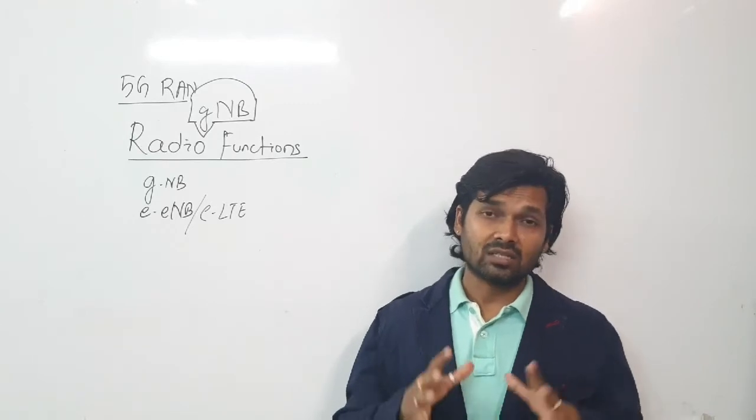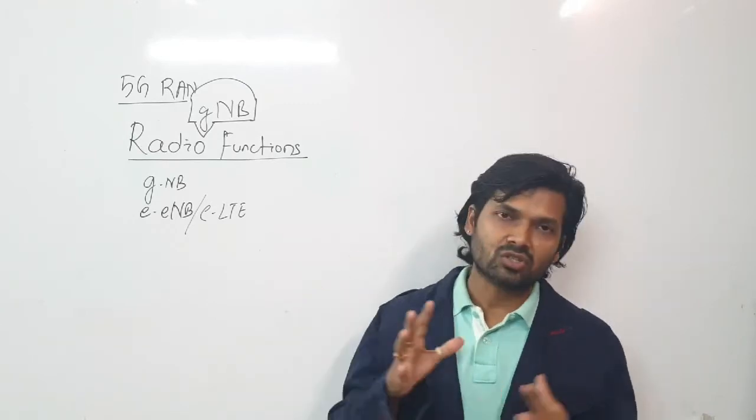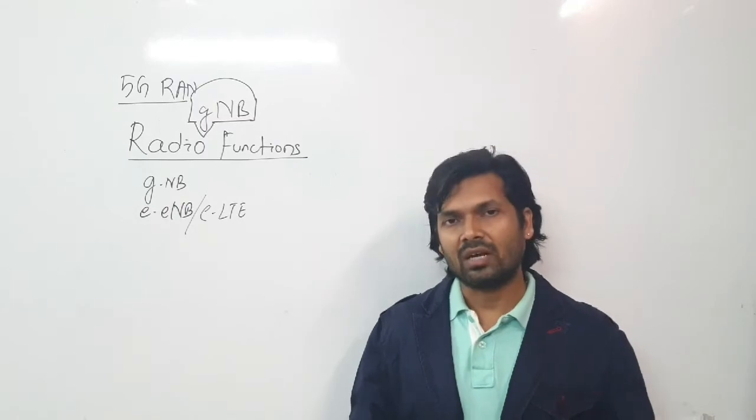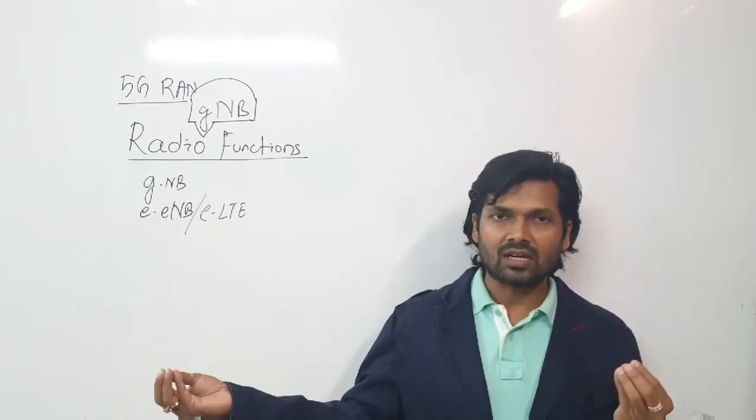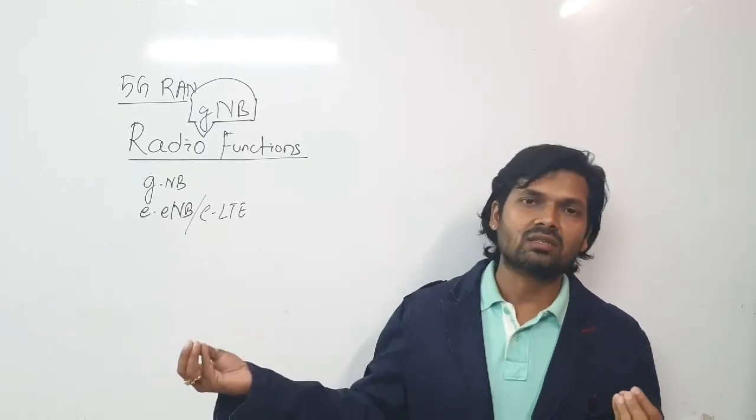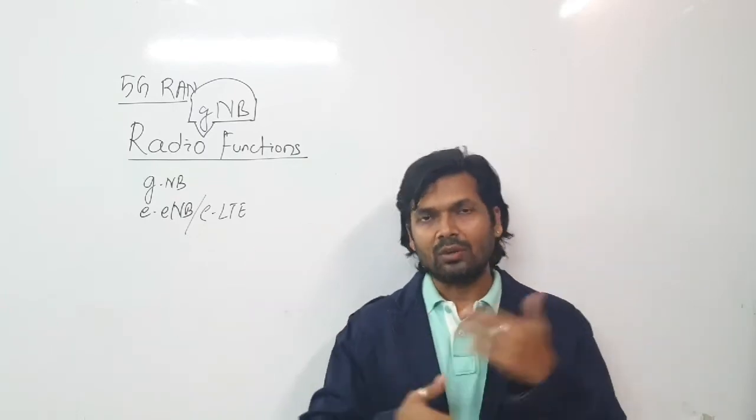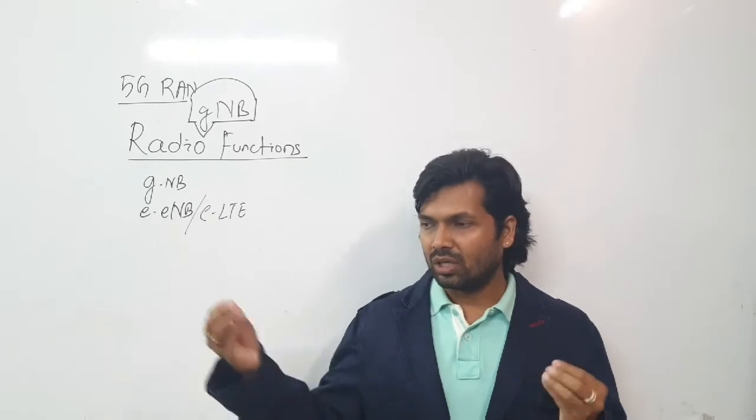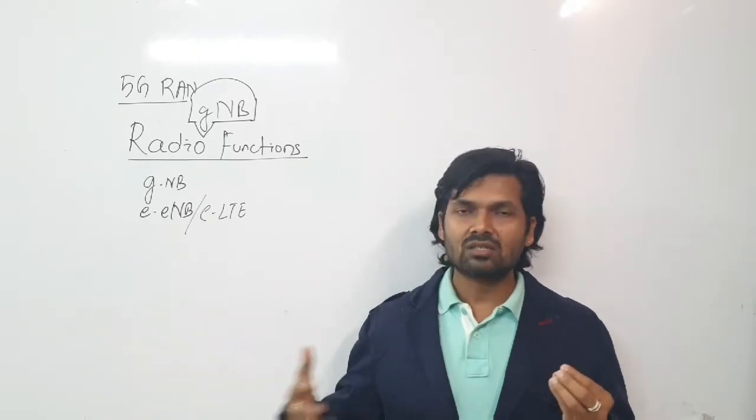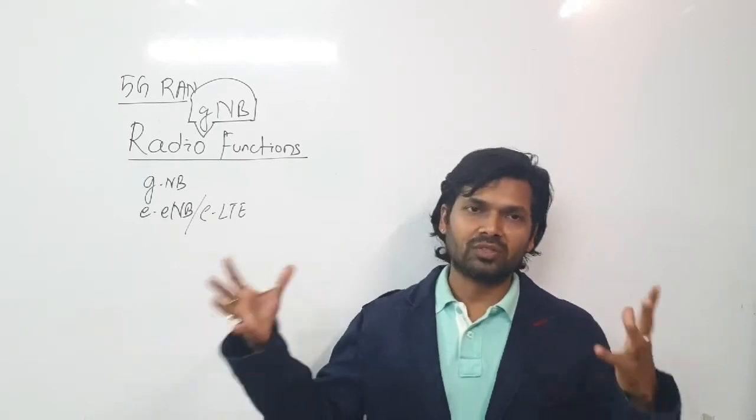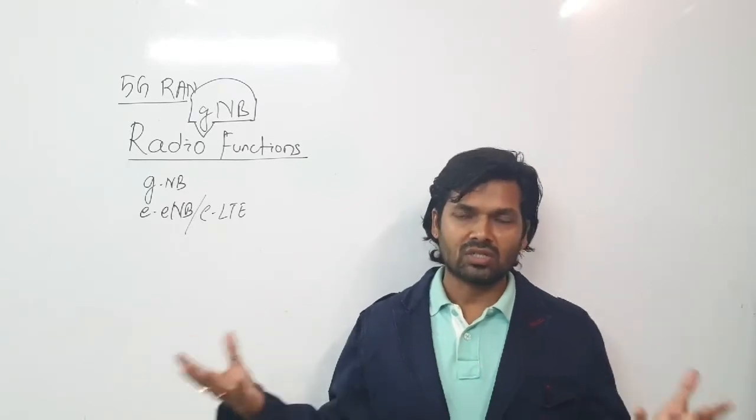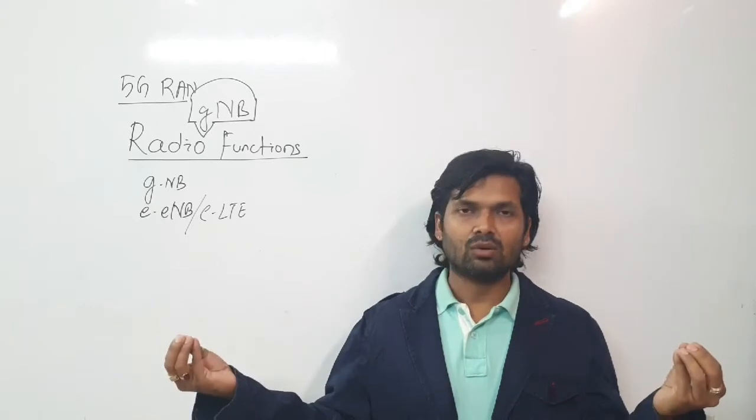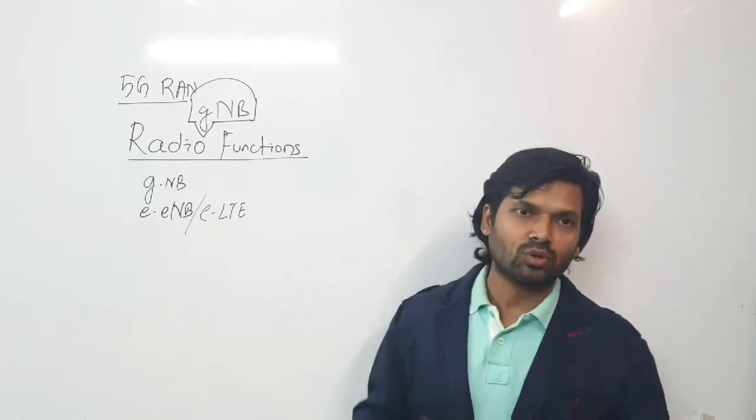Next one is RRC connection. So RRC connection is also a very important RAN function or gNodeB function. It establishes the RRC connection, manages the RRC connection, and also terminates the RRC connection. So you create the RRC connection, manage all of them, and then handle the termination of the RRC connection. The entire procedure is called connection setup and release. So that is one of the very important functions of the 5G node.